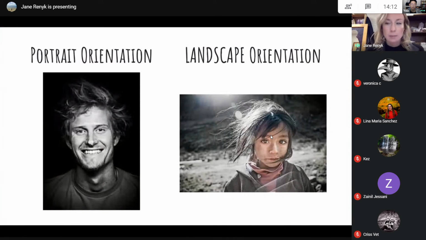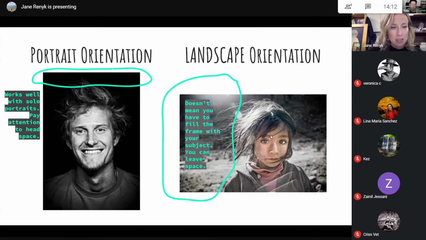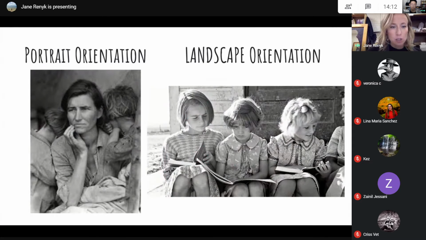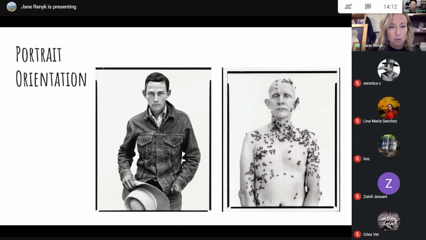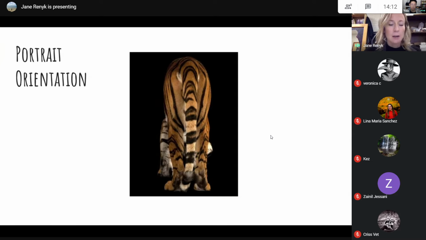Orientation, sometimes this one kind of goes overlooked. You don't think about it, but now especially with phones, we're using upright and horizontal landscape orientation very differently. But just some examples here of how you can shoot, let me just jump into this one here. So Joel Sartore plays with orientation quite a bit, where it's not always obvious.